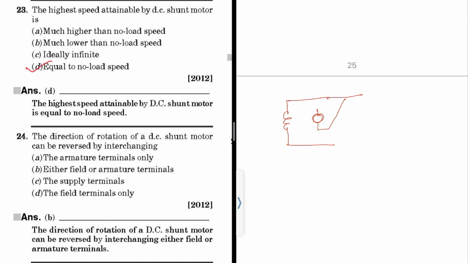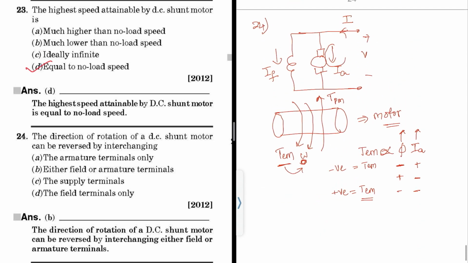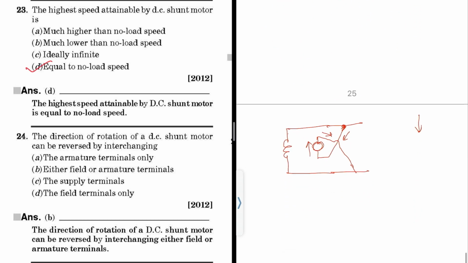I will connect this terminal to here, and I will connect this terminal to here. So the current starts flowing like this, and it will go like this, and it will go like this, right? Initially current is coming from top to bottom, if you observe here. Now current is going from bottom to top. So current is reversed, so IA is reversed. So IA will be negative, suppose.